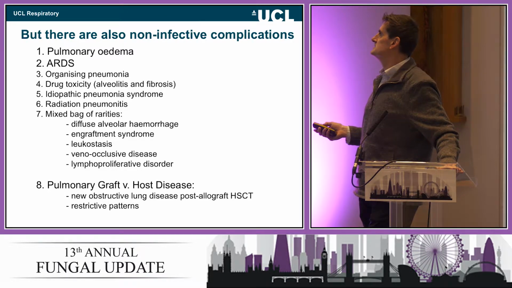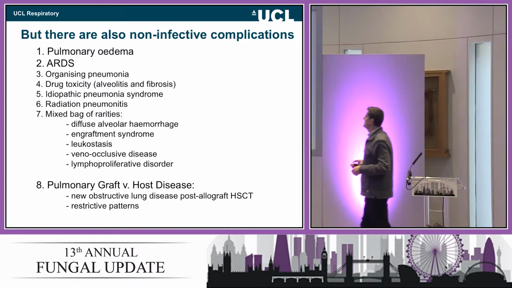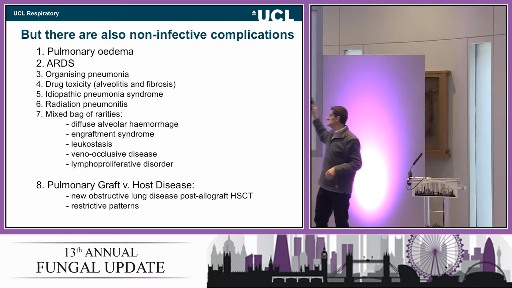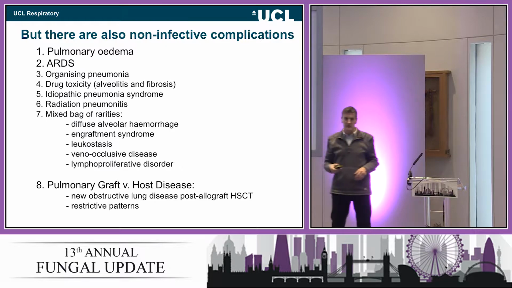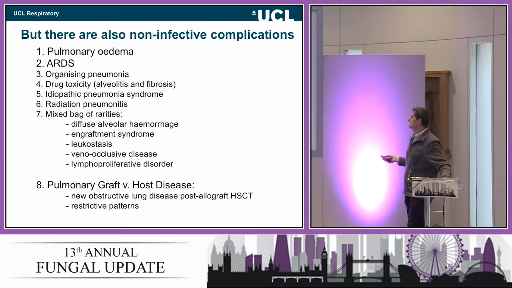It occurs after bone marrow transplant. Radiation, less so nowadays, but still possible. There's a mixed bag of rarities in the hematology background patients: diffuse alveolar hemorrhage, engraftment syndrome, metastasis, veno-occlusive disease, lymphoproliferative disease. They all have their own little clinical patterns, but need to be considered in certain circumstances, although they're relatively rare. And there is pulmonary graft versus host disease, which I don't think I'm talking about today.